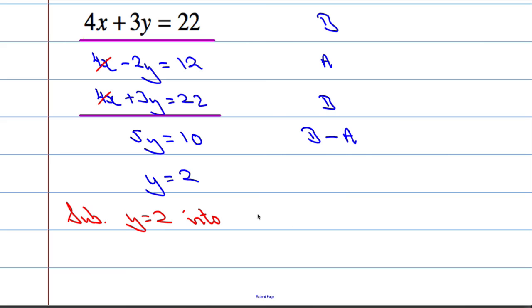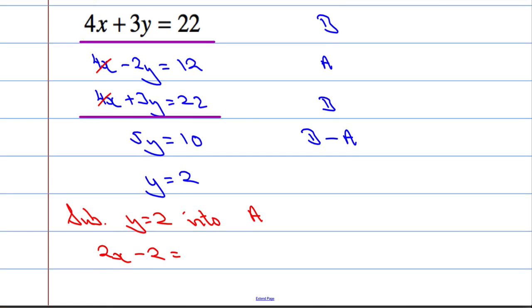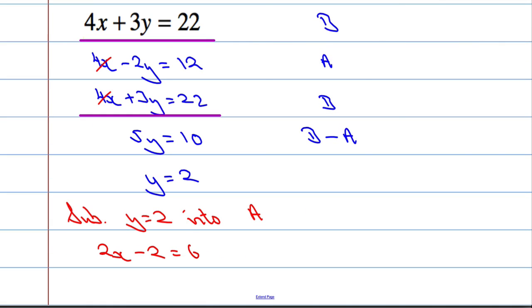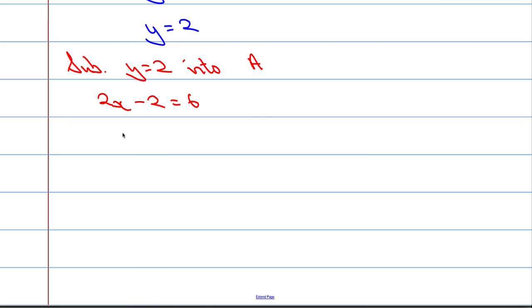So into equation A, we get 2x subtract y, or in this case subtract 2, must be equal to 6. And then we should be able to solve for x. So let's add 2 to both sides. We get 2x equals 8. And then finally, x will equal 4. So I know x equals 4 and y equals 2. And believe it or not, that's a coordinate. That's the coordinate 4, 2.